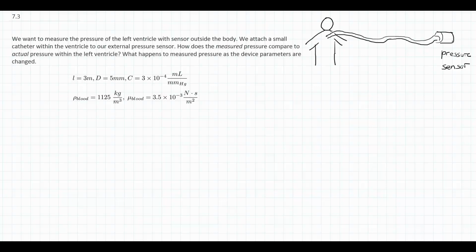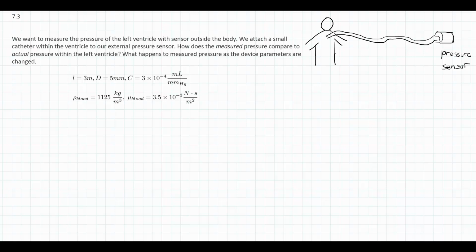So we're going to put in a catheter, or a small tube, into the left ventricle that's going to siphon out some of the blood. The blood is going to go through the tube onto our pressure sensor, and then outside of the body, we're going to read the pressure sensor to get an idea of what the pressure inside the heart is. So a device like this would be useful for diagnosing different sorts of heart diseases or conditions, or for monitoring a patient during some sort of procedure in a hospital or in a doctor's office.